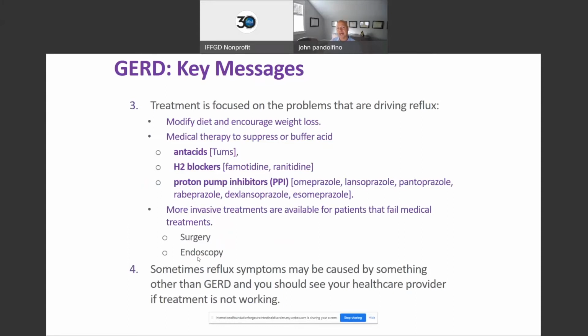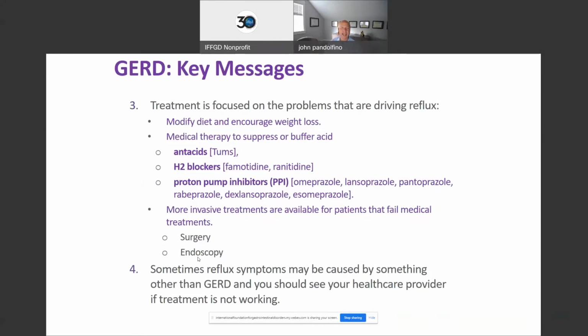So we'll modify diet and encourage weight loss. We'll look at medical therapy to suppress or buffer acid. Antacids and H2 blockers, which are famotidine and ranitidine, are very effective on-demand therapies. So usually for people with mild disease, pretty erratic symptoms, maybe less than once or twice a week, those patients can get away with on-demand therapy.